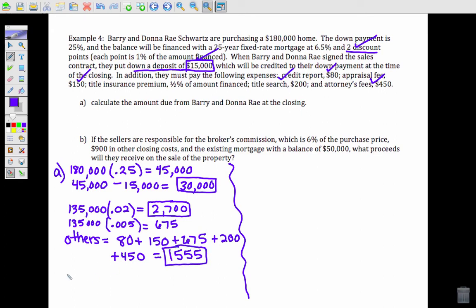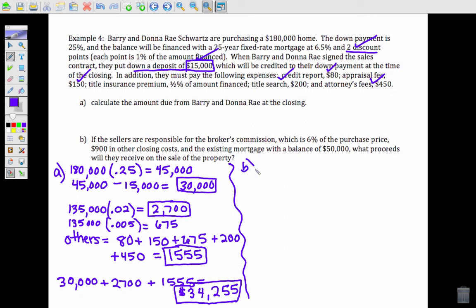So let me review the amounts here that we just came up with. We had $30,000 down because the $15,000 was credited. That was that original deposit when you make an offer. You have the $2,700 here. That was the discount points. And you have all the others of $1,555. So when you add all of those together, Barry and Donna Schwartz are going to have a total of $34,255 when they close on the house. They're going to have to drop that check.